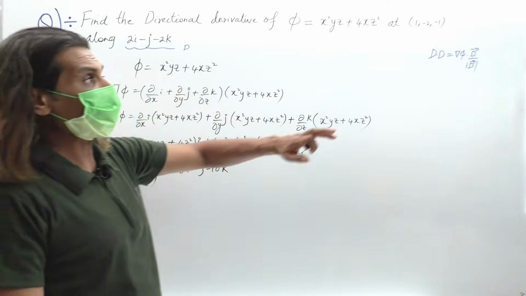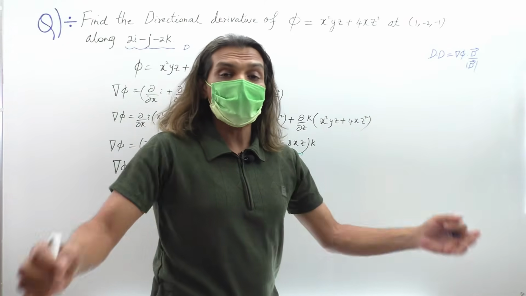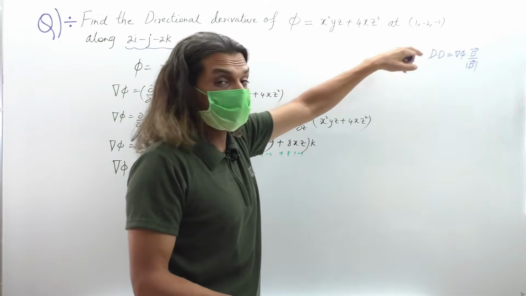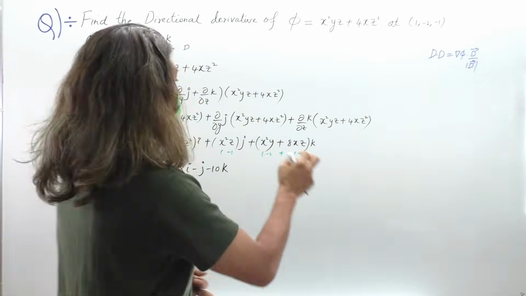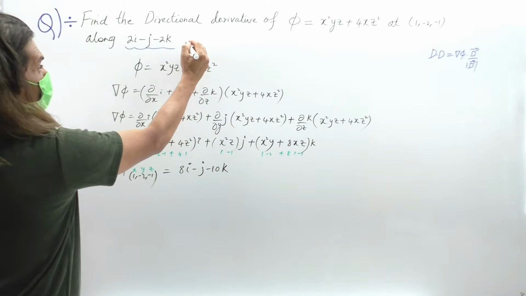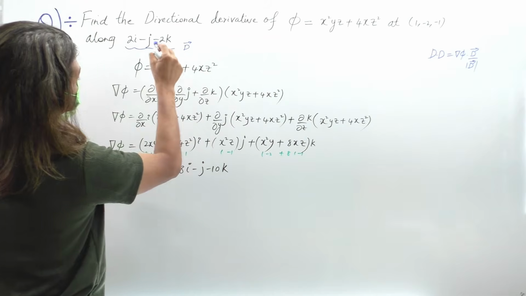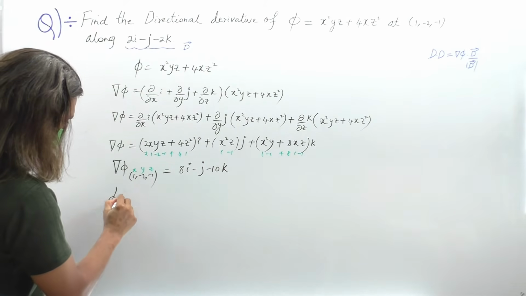Now as you know, the directional derivative is del phi into d vector by modulus of d vector. So the direction d is where here? Whatever is given in the question, along something, that is taken as d vector. Fine. So what is the direction here? 2i minus j minus 2k. So I write the formula one more time.